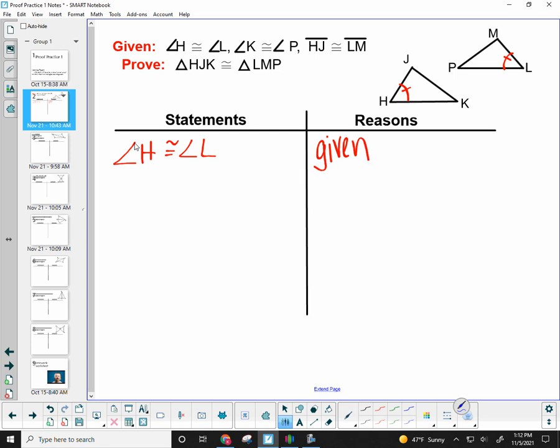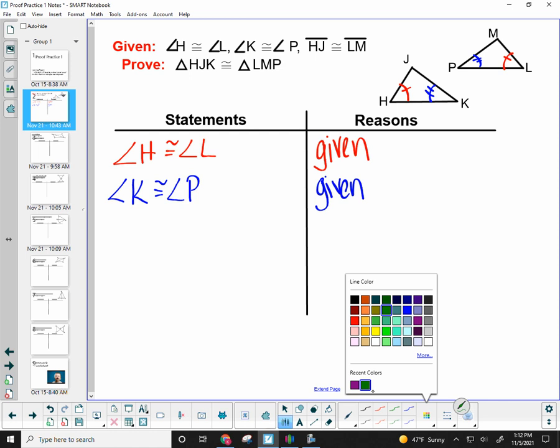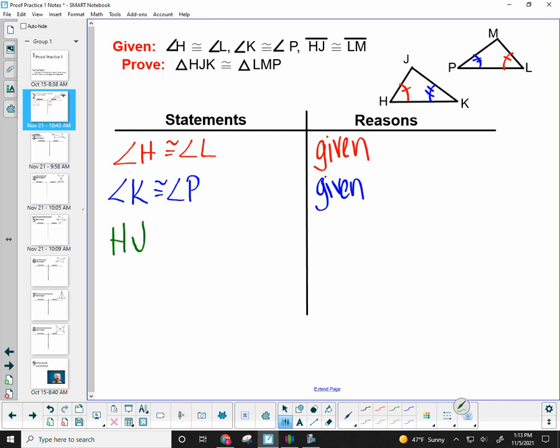Okay, our next congruency statement says angle K is congruent to angle P. That's given. So K and P are congruent, so I'm going to mark those as being congruent on my figures. Good so far? All right, let's do our next given. We have HJ is congruent to LM. So HJ is congruent to LM.